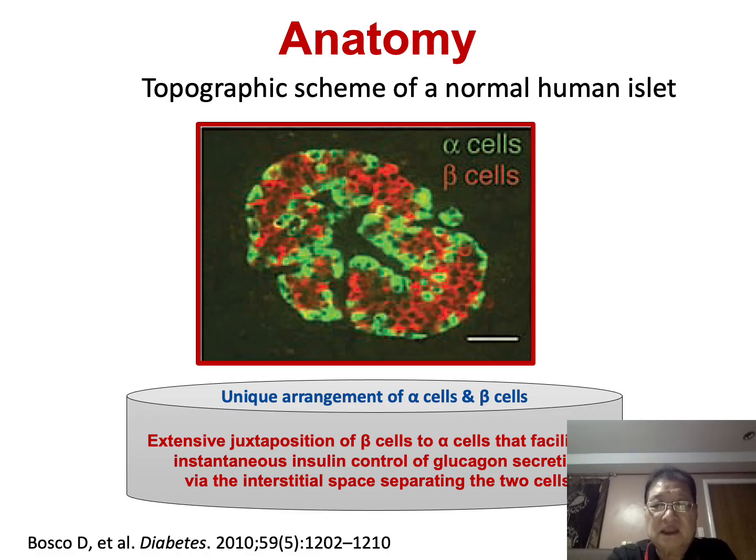Now, this is the topographic scheme of normal human islets showing a unique spatial arrangement of alpha and beta cells, which is an extensive juxtaposition of beta cell in red and alpha cell in green that facilitates instantaneous insulin control of the glucagon secretion via the interstitial space separating the two cells, a very special paracrine effect.